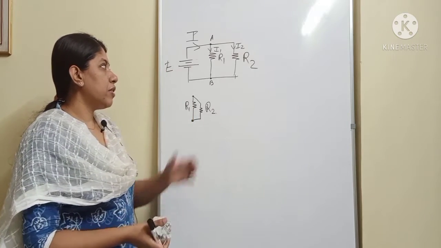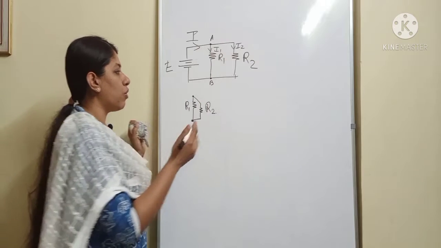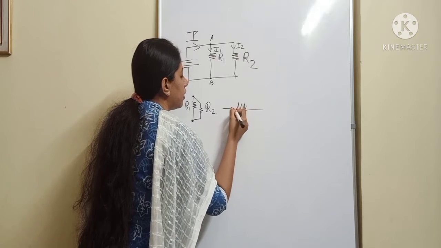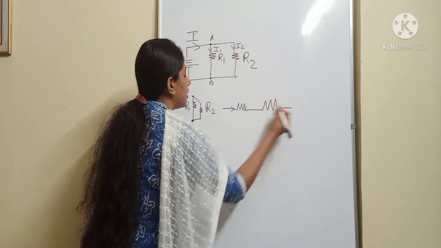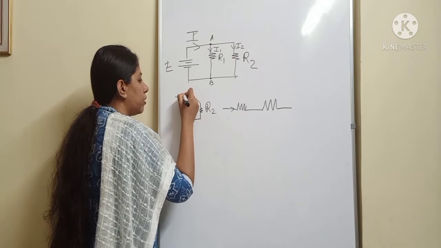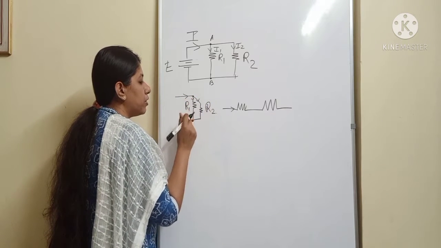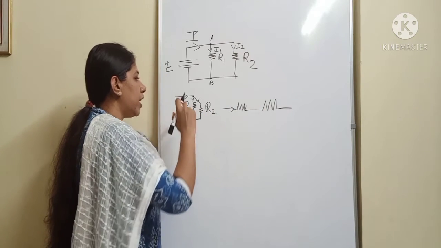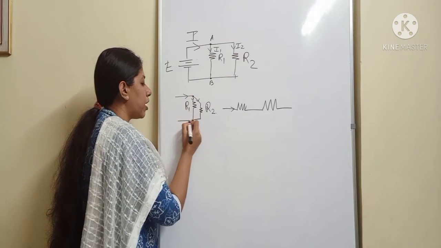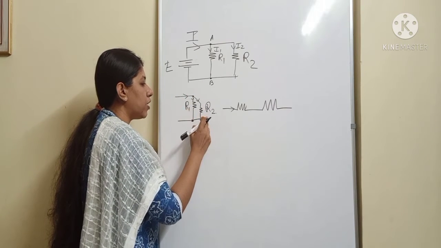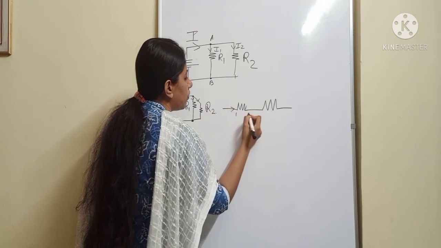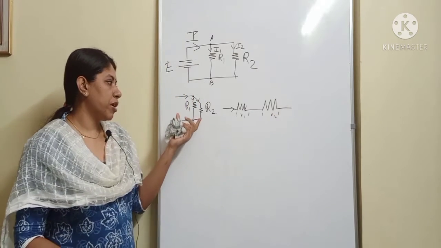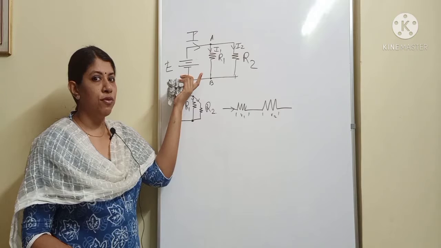So in series connection you can see that the same current will flow through all the elements, right? So this is a series connection and this is a parallel connection. In parallel connection different current will flow through these elements, whereas in series connection the same current will flow through them. In parallel connection the voltage drop across R1 and R2 will be the same, whereas in series connection the voltage drop will be different, V1 and V2, and in parallel connection the voltage drop across each element is equal to the applied voltage.